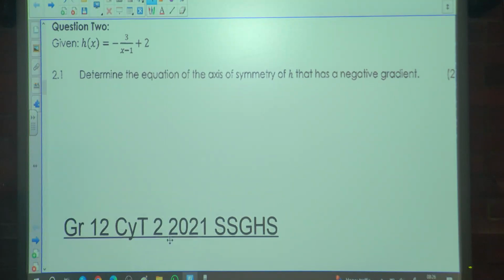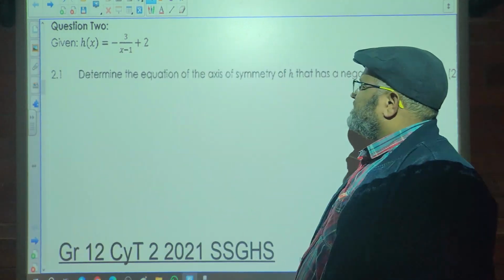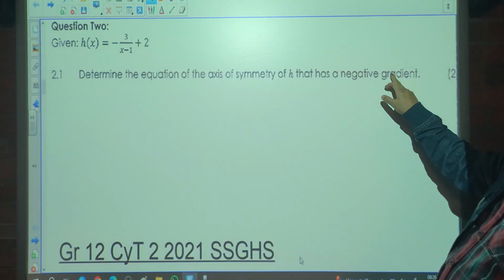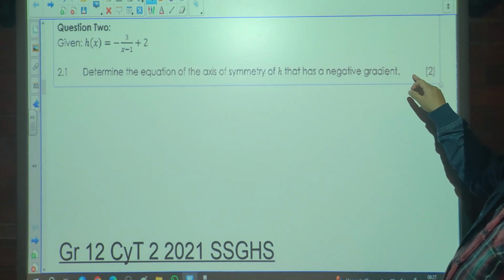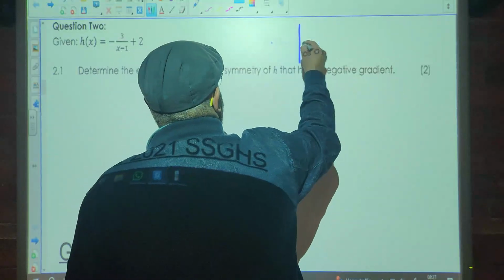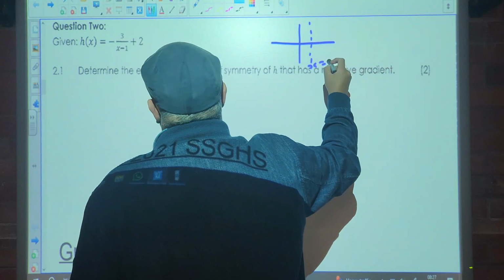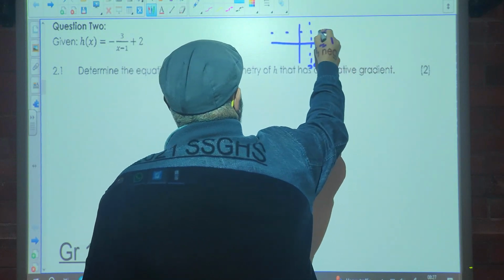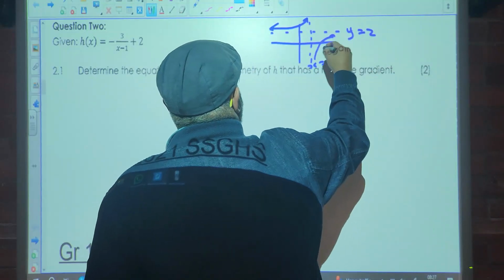We are given h(x) = -3/(x - 1) + 2. We have the equation of the axis of symmetry of h that has a negative gradient. Okay. Normally I would do this question after the graph has been drawn. But let's just do a rough sketch here. We know that the graph is going to go through quadrants 2 and 3. So x = 1, y = 2 there. So that's what the graph is going to look like.